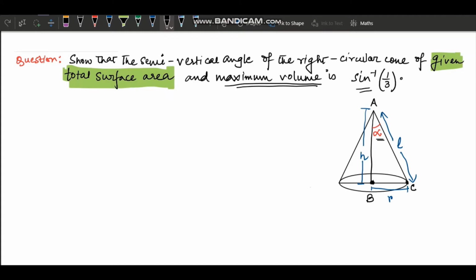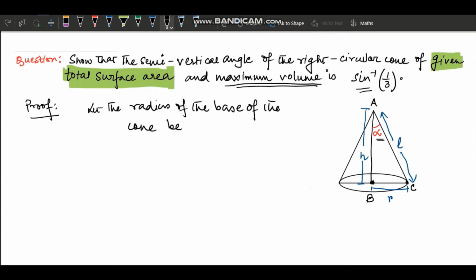So for that, let us make the following assumptions. We assume the radius of the base of the cone to be r units. What you have to maximize? You have to maximize the volume, and the volume will be maximum only when the semi-vertical angle is sine inverse 1 by 3. That is, the value of alpha is given by sine inverse 1 by 3. This is what you have to show.